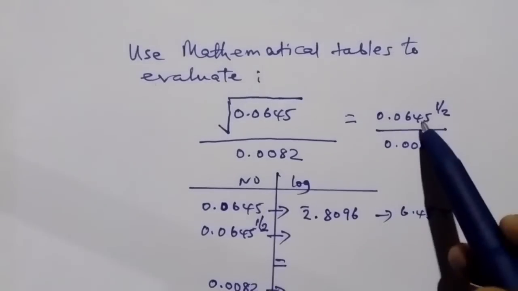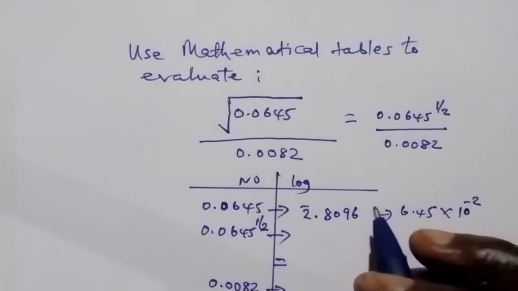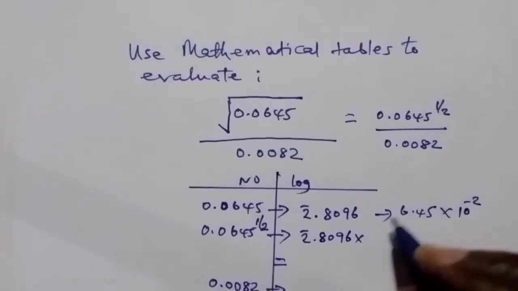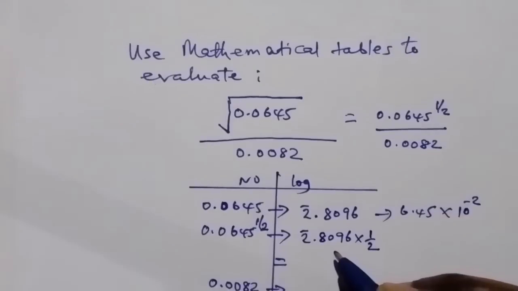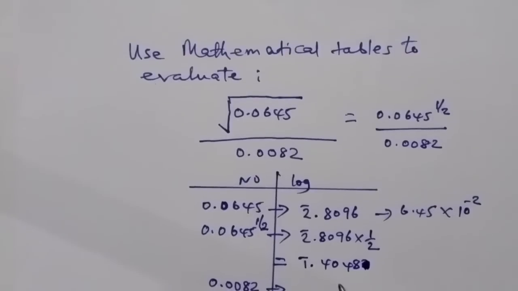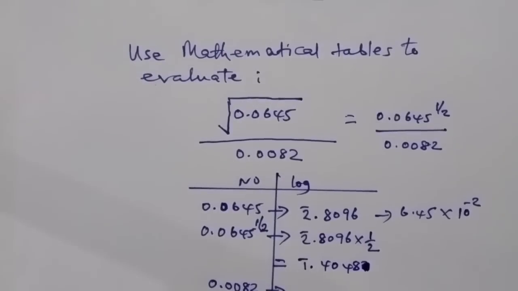Then let's find 0.0645 to the power of a half. So it means that we multiply bar 2.8096 by a half, or divide by 2. And when we do that, we end up getting bar 1.4048.